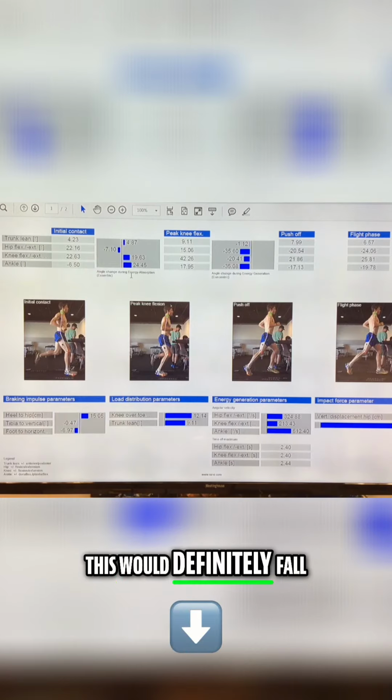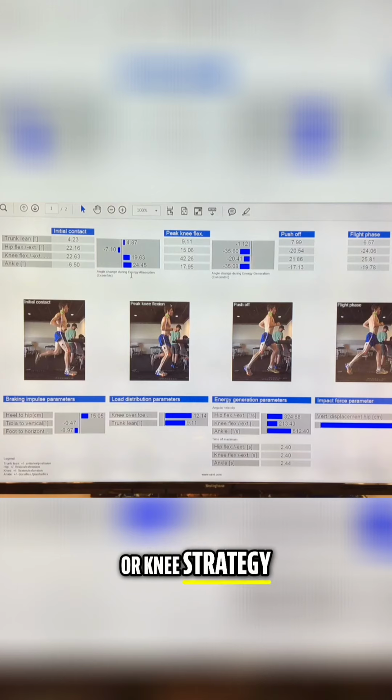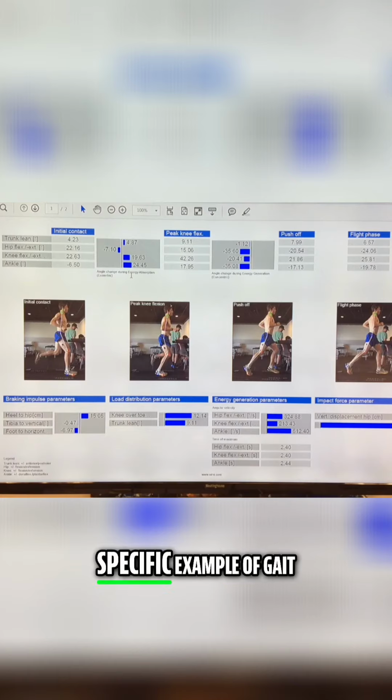This would definitely fall under the quad dominant or knee strategy. So we're thinking we're loading up the quad and patella a little bit more in this specific example of gait versus the hip and the glute max.